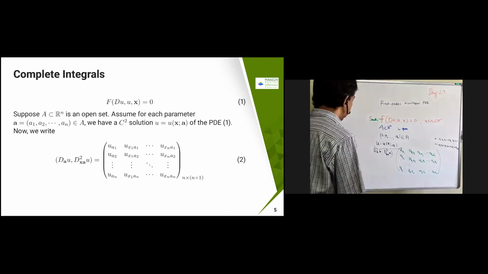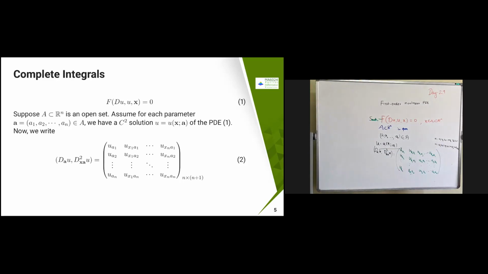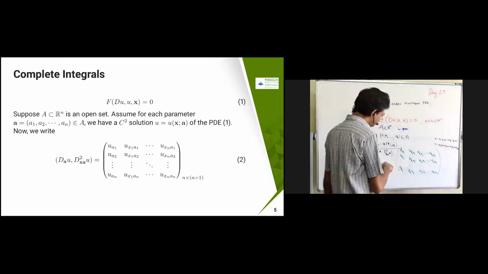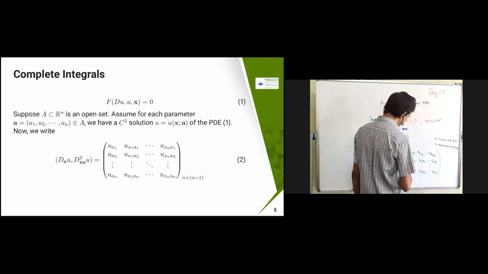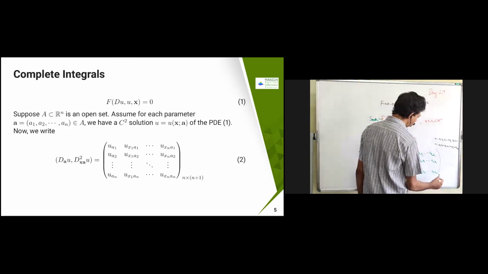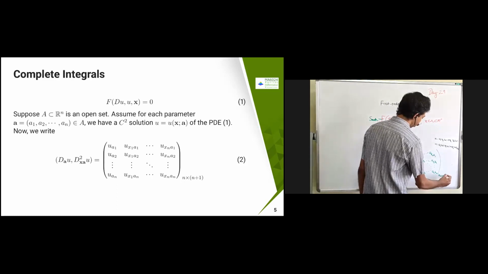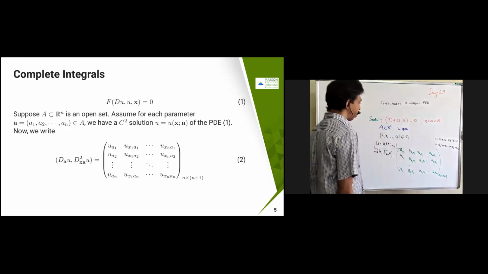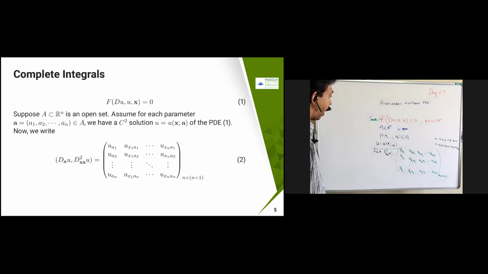Now what I need to find is how many variables there are. Here I have 1, 2, 3, n rows, and n plus 1 columns. So it is an n by n plus 1 matrix. Now I need to find the rank of this matrix. What is the rank of this matrix?